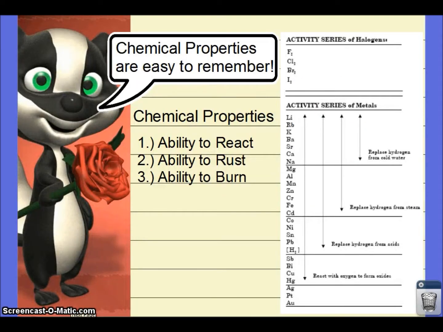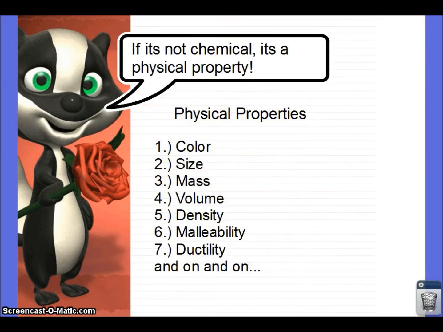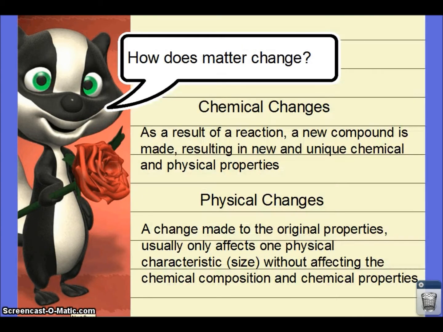One way to remember chemical properties is the ability to react, ability to rust, ability to burn. Examples of physical properties are color, size, mass, volume, density, malleability, ductility. They are all examples of physical properties.